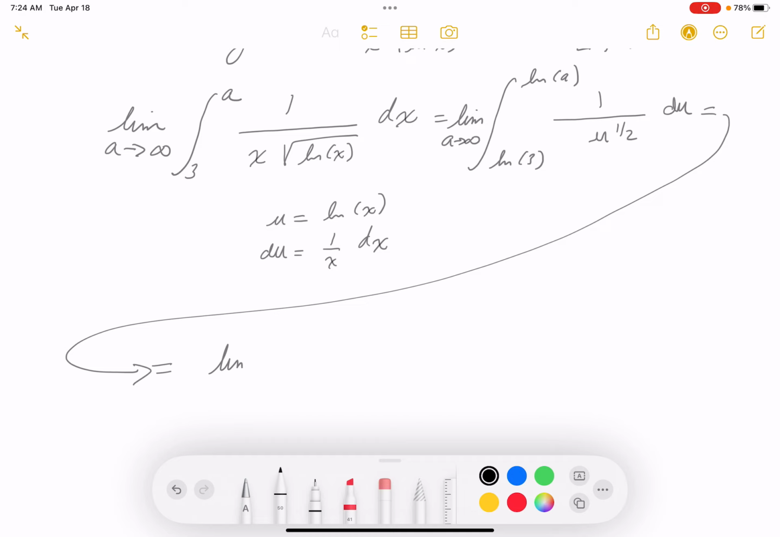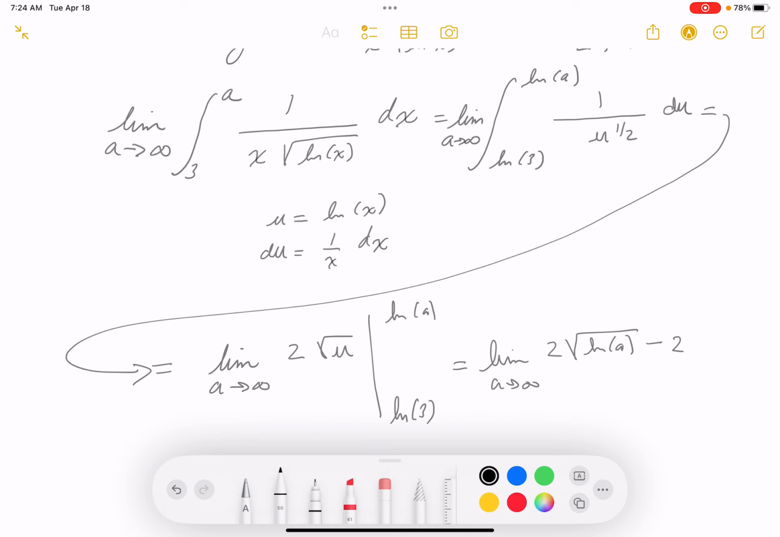Let me write down what I'm seeing over here. I'm seeing the limit as a goes to infinity. The antiderivative is going to be u to the minus 1/2, add 1 to that, so 1/2. So it's going to be 2 root u. The limits of integration go from the natural log of 3 to the natural log of a. The limit as a goes to infinity gives 2 root natural log of a minus 2 root the natural log of 3.